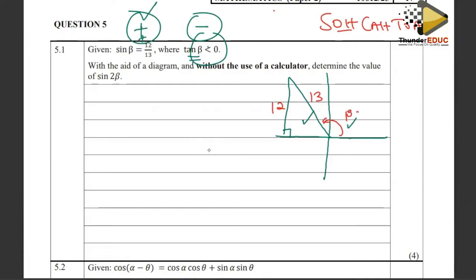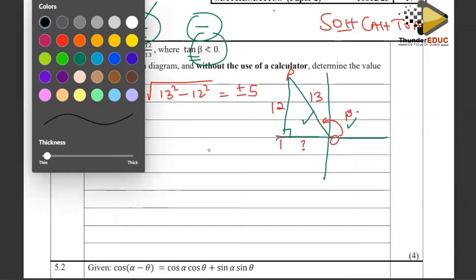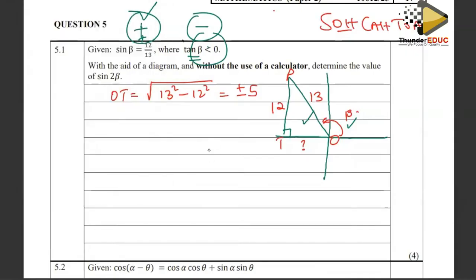And then we need to find the missing side. So use your Pythagoras. If this is O, call this A, call this H, no stress. That tells us that our adjacent is going to be the square root of 13 squared minus 12 squared. That's going to give us plus or minus 5. But the fact that the adjacent is on the left-hand side of the Cartesian plane means this is going to be negative 5. So that's all you need. You probably have 1 mark for that and then 1 mark for the Pythagoras.